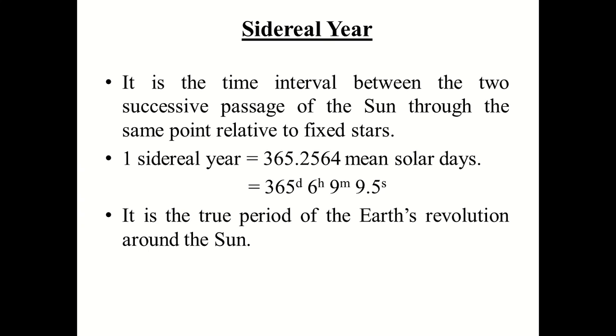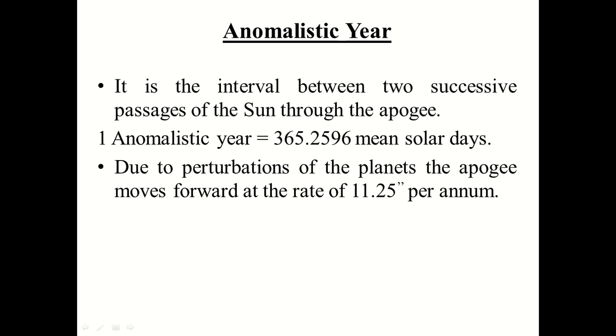The tropical year is based on the reference point of the first point of Aries, the vernal equinox. In the sidereal year, the reference point is the fixed stars. The third one is the anomalistic year, which is the interval between two successive passages of the sun through the apogee. Apogee, as you know, is when the sun is farthest from the earth.